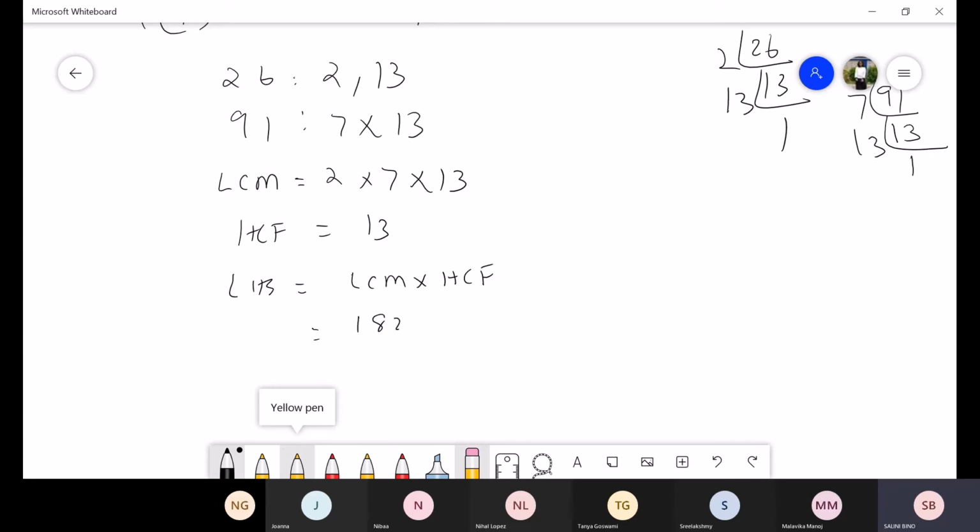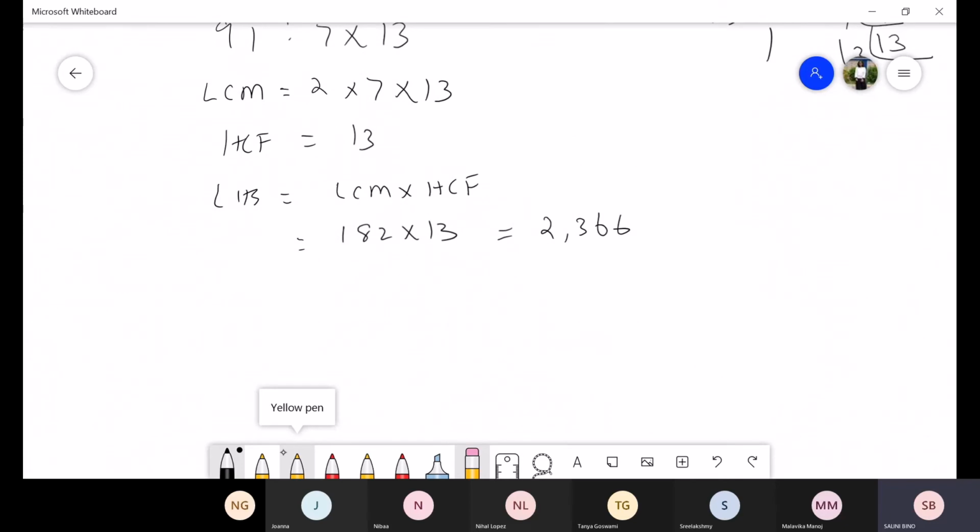HCF is 13. 182 into 13. What is 182 into 13? 2366. So left hand side we have done. Right hand side is equal to the product of two numbers. Which are the two numbers they have given? 26 into 91. These are the two numbers they have given. So find the product and see whether you are getting 2366.